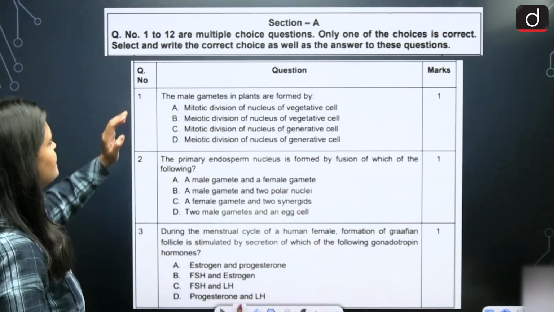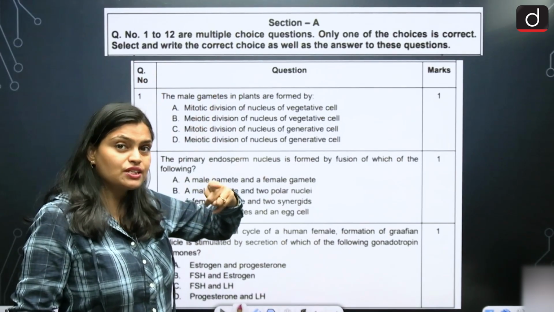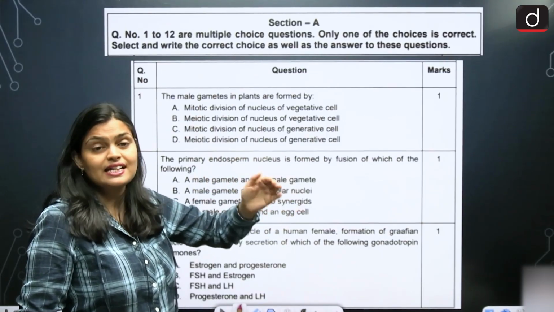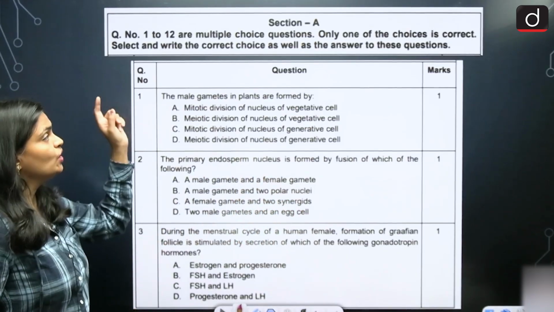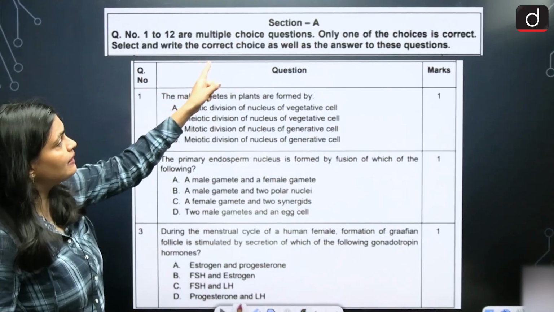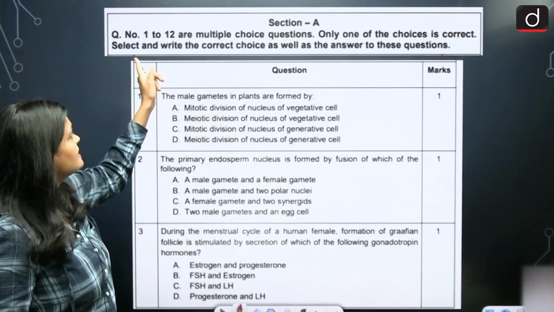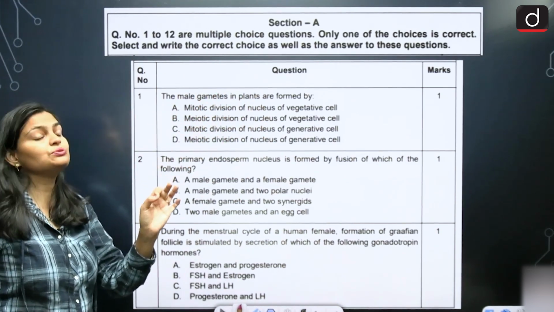In Section A you have 16 questions. Out of 16, 12 questions are MCQ based and the remaining are assertion and reasoning based questions. So here 1 to 12 are your MCQs. Only one is the correct choice. Select and write the correct choice as well as the answer to this question.